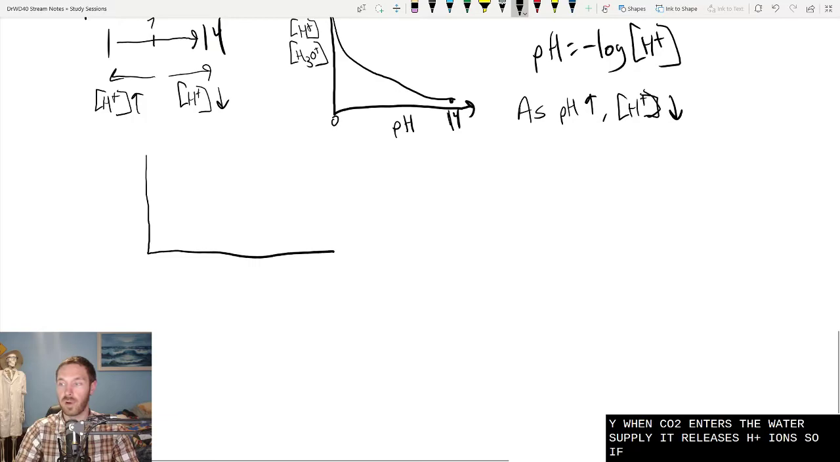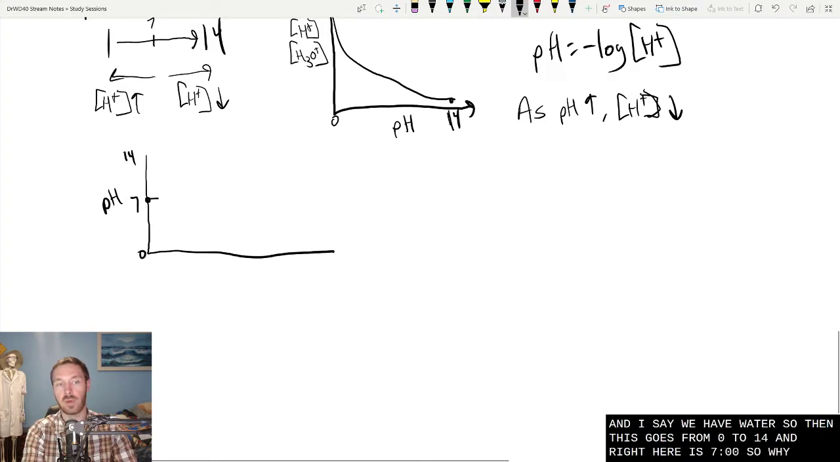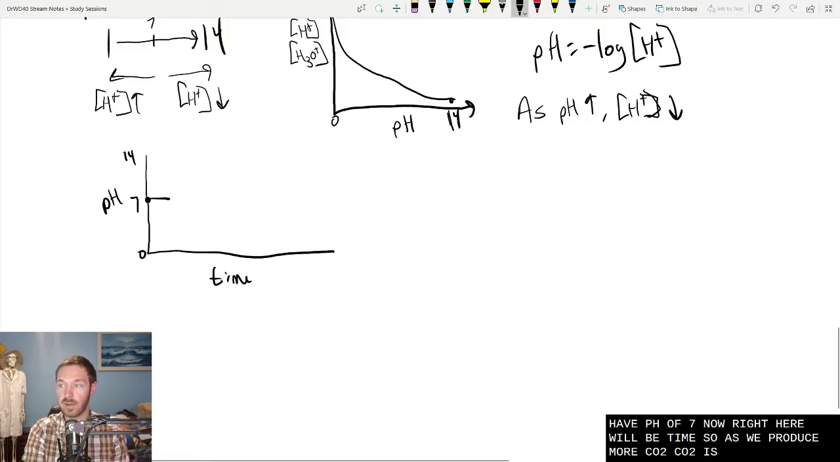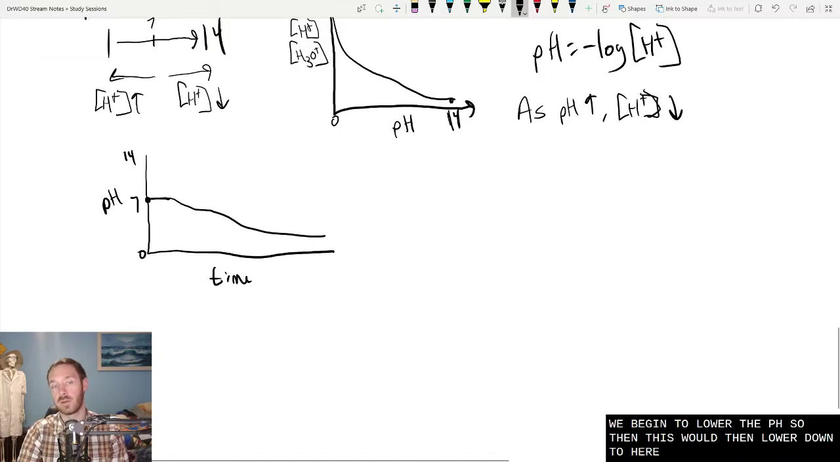So if we draw another graph here, and we now put pH on this axis, and let's say we have water, so then this goes from 0 to 14, and right here is 7. So water, we have a pH of 7. Now, right here will be time. So as we produce more CO2, CO2 is dissolved into the ocean, and H plus ions begin to increase. So as H plus ions increase, we begin to lower the pH. So then this would then lower down to here, if you were to draw that as a graph.